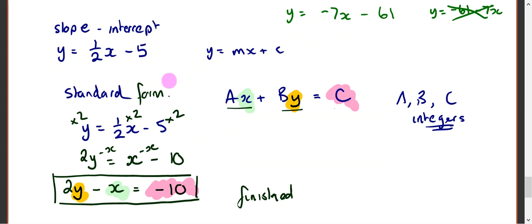Right, so we've got this slope-intercept form, y equals half x minus 5, and I wanted to convert it into standard form. The first step, I multiplied everything by 2. Why did I do that?